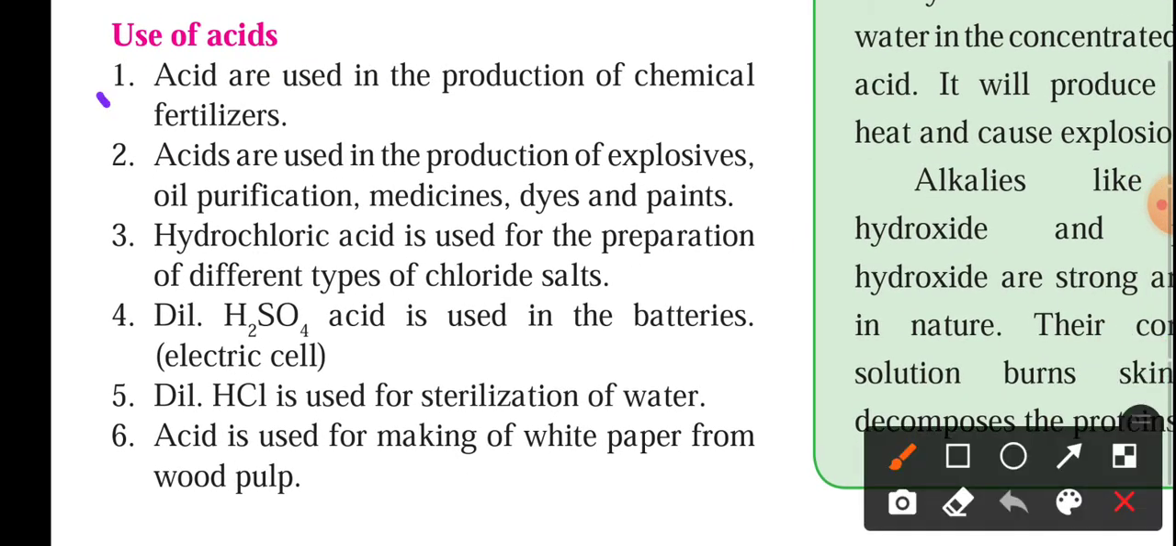Acids are used in the production of chemicals like fertilizers. Acids are used in the production of explosives, oil purification, medicines, dyes, and paints. Hydrochloric acid is used for the preparation of different types of chloride salts. Dilute sulfuric acid, or H2SO4, is used in batteries. Then dilute hydrochloric acid is used for sterilization of water. Acid is used for making white paper from wood pulp.